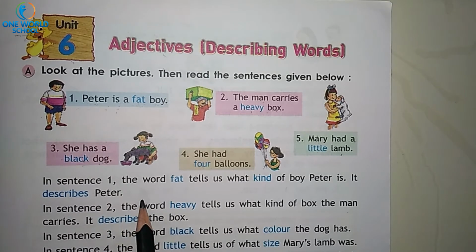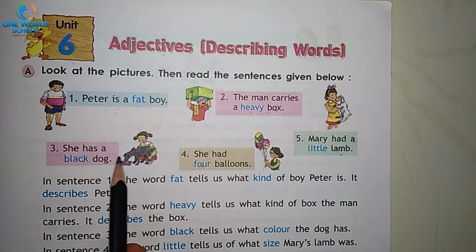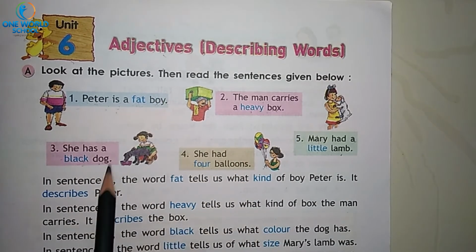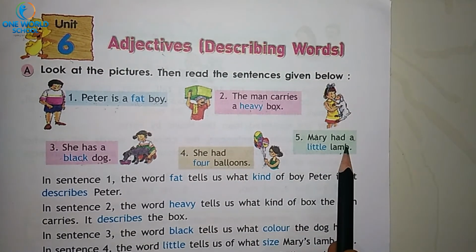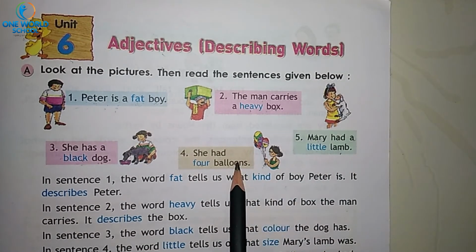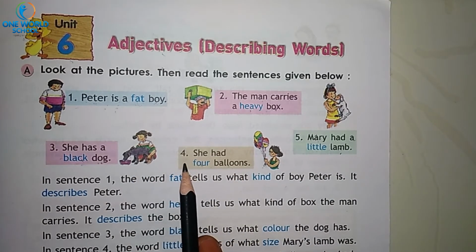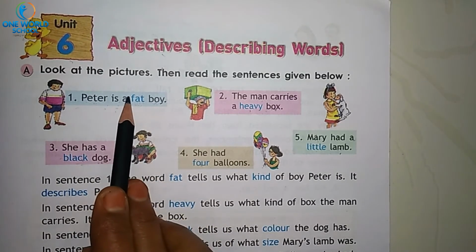That noun may be a proper noun or a common noun, but these blue colored words have been written before the noun. Look, boy is a noun, dog is a noun, box is a noun, balloons is a noun, and lamb is a noun. And before these nouns, all these words have been written. That means, look, fat boy.